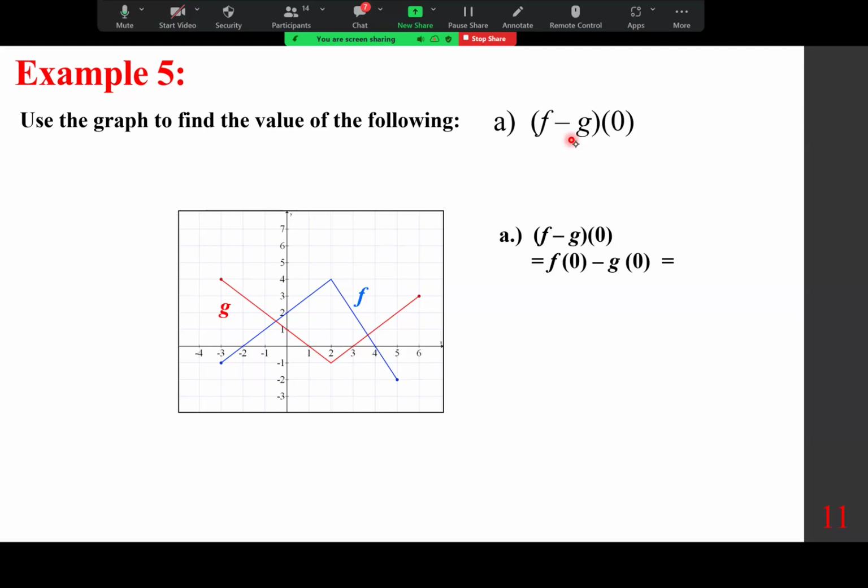So all we have to do is locate f of 0, which means x is 0, find y, which means the y-intercept for the blue function, which is 2. g of 0 is the y-intercept for the red function. So 2 minus 1 equals 1. f of 0 minus g of 0. Pretty straightforward, everybody.